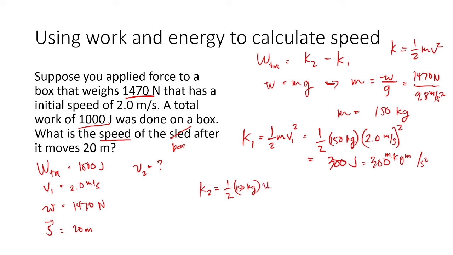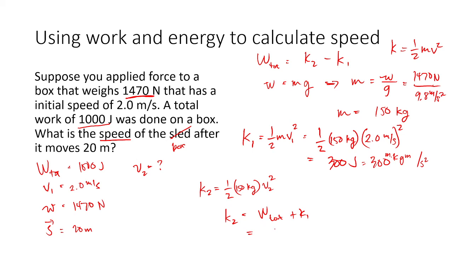Then, we have here our V2 squared. Okay? So, sabi natin kanina, gagamitin natin to. Wherein, pwede natin siyang isulat na magkakaroon tayo dito ng K2 natin is equal to our total work plus our K1.